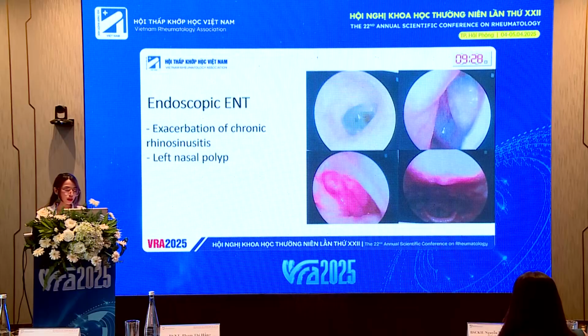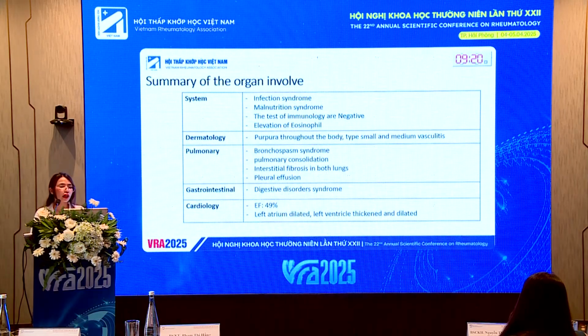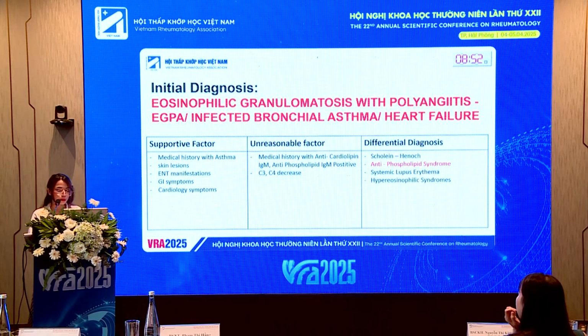On ENT endoscopy, we found an exacerbation of chronic rhinosinusitis and left nasal polyps. This table summarizes the organ involvement in our patient: dermatology, pulmonary, gastrointestinal, cardiology, and ENT systems. Because the patient is mute and deaf, it was not possible to perform the electromyogram test successfully. This is also a challenge in this diagnosis. Based on the patient's medical history, clinical presentation, and results of ancillary laboratory tests, the patient was diagnosed with EGPA according to the 2022 ACR and EULAR criteria, which I will present later, with infected bronchial asthma and heart failure.